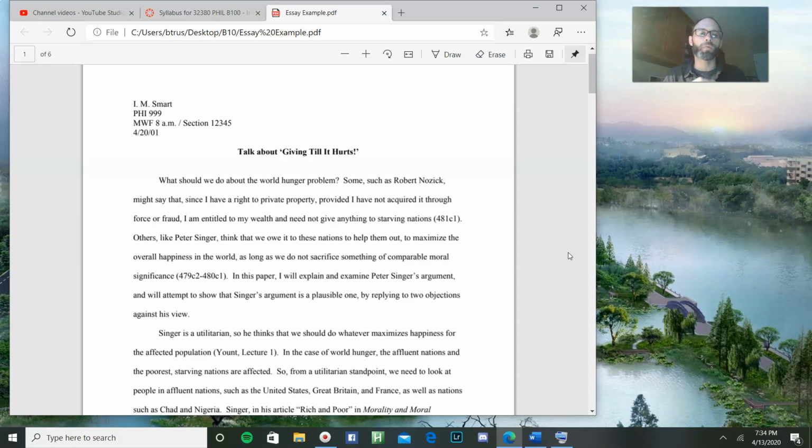Get right in there with your topic question or a quote, some way of roping the reader in. But don't start too far back. Don't start saying things like, since the beginning of time, people have thought X. That's ridiculous. Jump right into your topic. Don't make it too fluffy.